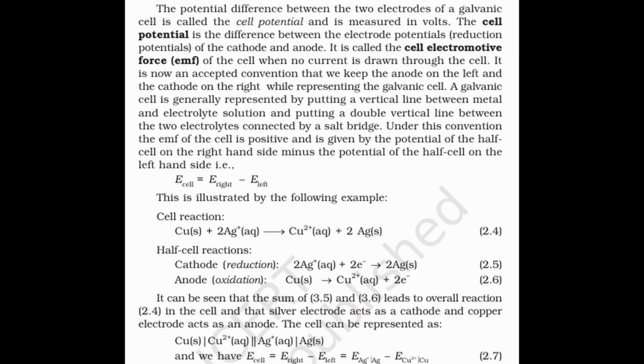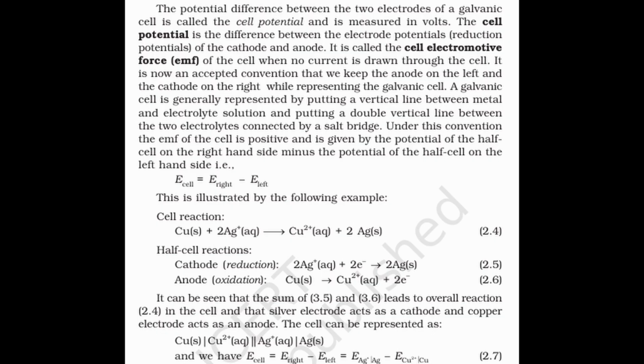Under this convention, the cell potential is given by the electrode potential of the right-hand half cell minus that of the left-hand half cell. For example, consider a cell in which copper reacts with silver ions. Silver ions get reduced at the cathode, while copper metal gets oxidized at the anode. The cell is represented with copper on the left and silver on the right, and the cell potential is calculated as the standard electrode potential of silver minus that of copper.